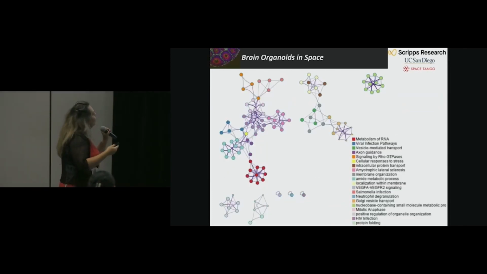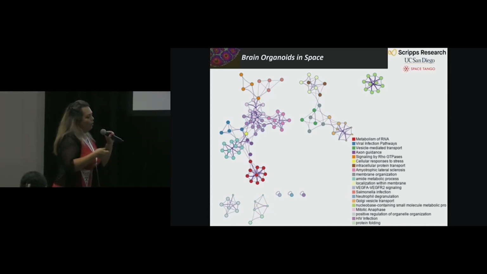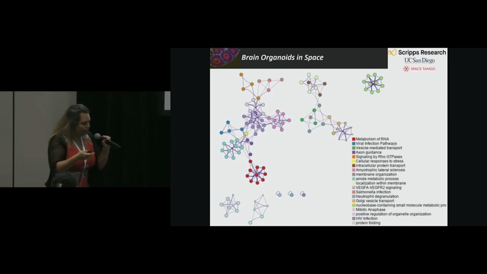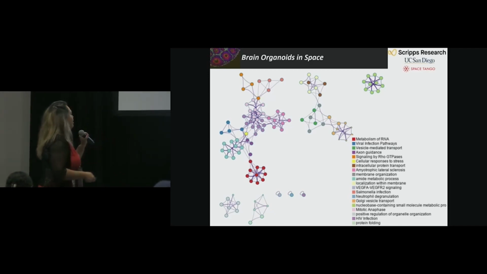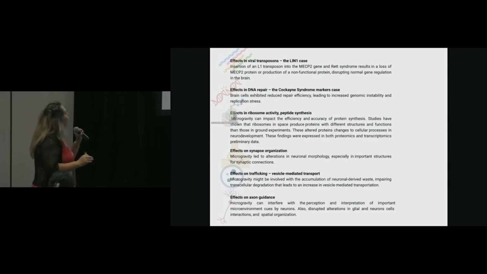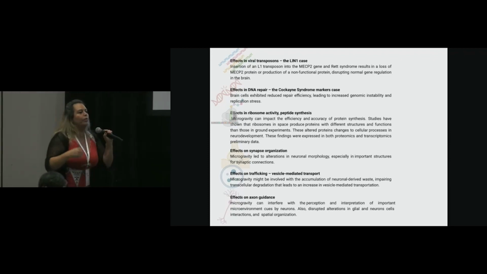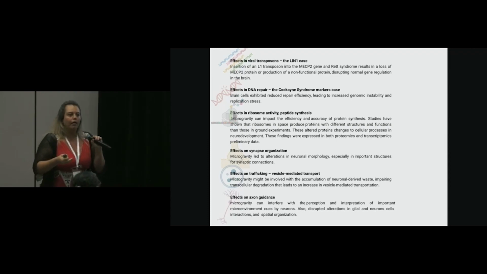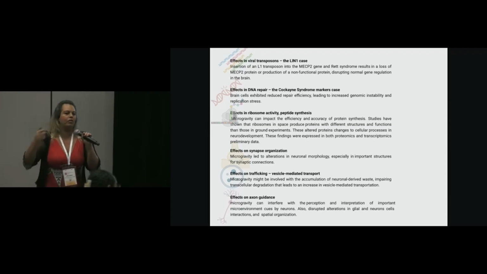Again, when we use the interactome, we can see that mainly these biological functions were enriched in this comparison. So just to talk a little bit about the main impaired pathways. Transposons are really well known in Rett syndrome, but there is a higher expression of these transposons in space organoids.